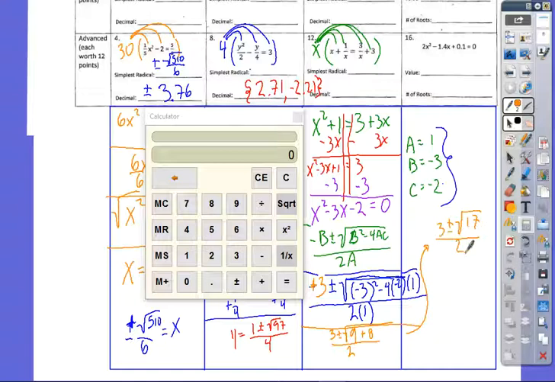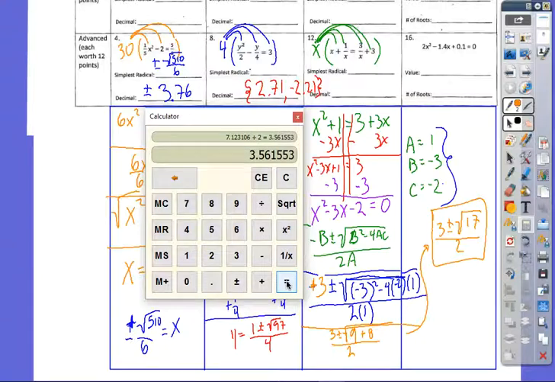Okay. And can that be simplified further? No. So right now we have our simplest radical form answer. And now for the decimal equivalent, we will take the square root of 17, we will add it to 3, and we will divide by 2.